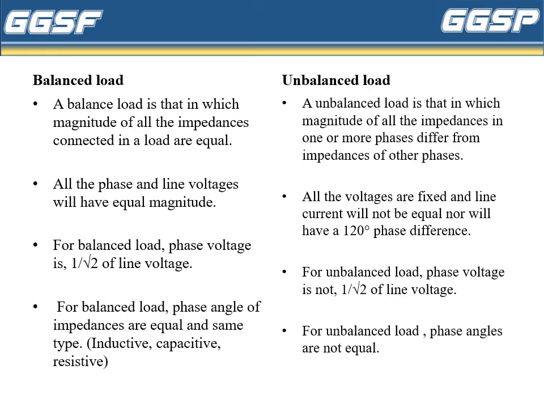And in unbalanced load, all the phase and line currents will not be equal, nor will they have a 120-degree phase difference. For balanced load, phase voltage is 1 upon root 3 of line voltage, and for unbalanced load, the phase voltage is not 1 upon root 3 of line voltage. For balanced load, phase angles of impedances are equal and of the same type, that is inductive, capacitive or resistive. For unbalanced load, phase angles are not equal.